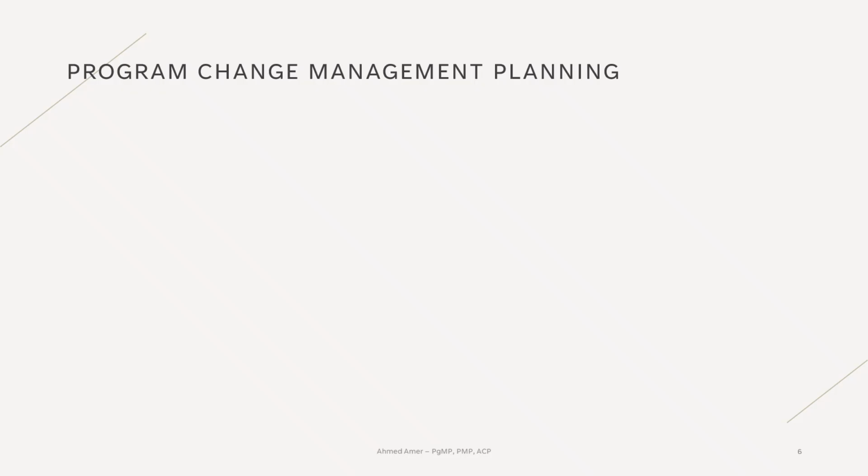So, what does that actually mean? The program change management plan defines the entire approach for managing change requests, including how change requests are captured. For example, what is the tool we use to formally log the raised change? How each change is evaluated? Looking at feasibility, cost, schedule impact, risks, and alignment with the strategic objectives.